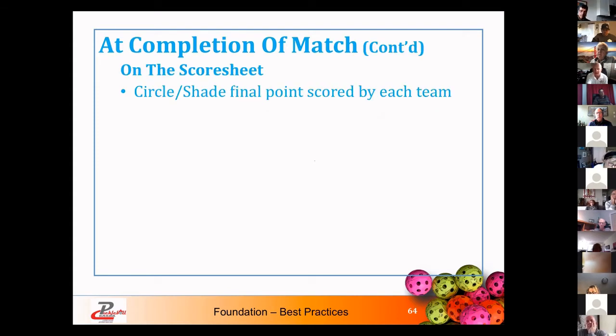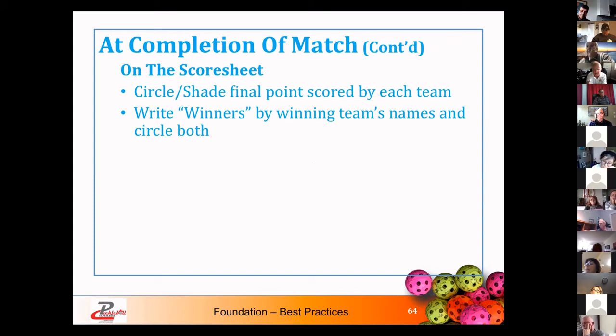At completion of the match on the score sheet, what I do is circle the final scores for all teams. You can shade them in. That's part of best practices. And we write winners by the winning team's name. Very important. Now we've got to get this to the referee desk, and they've got to control all the matches. So if you make a mistake, we can have the wrong teams going out on the next match. And if it's a gold medal match, it's most embarrassing when we have the losing team going out when the winner should be out there.